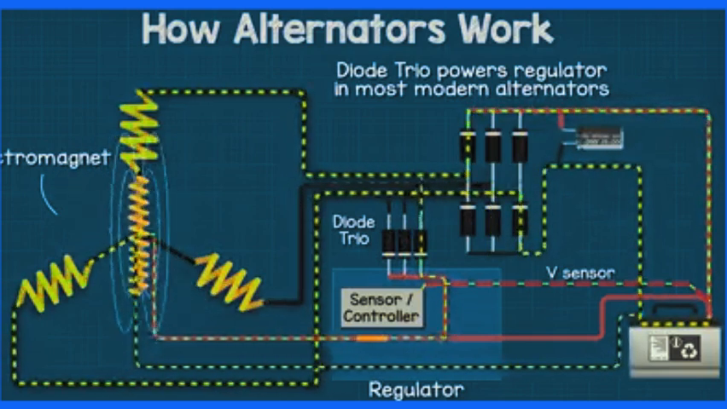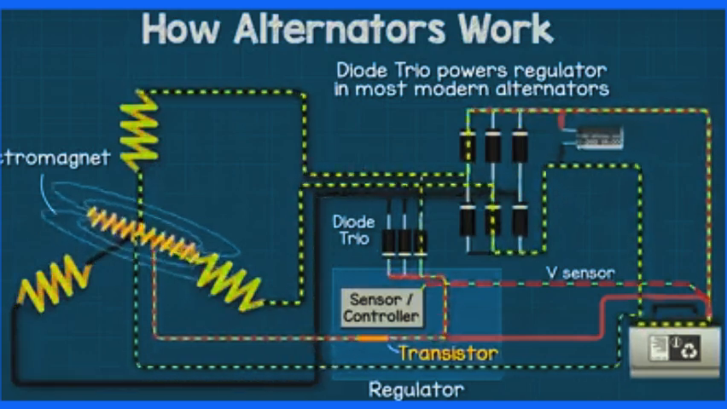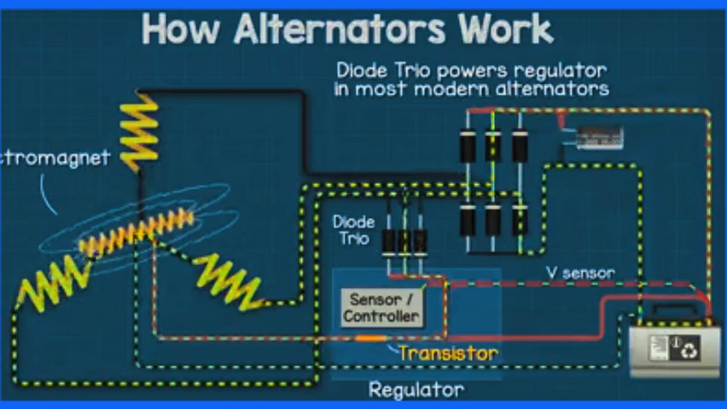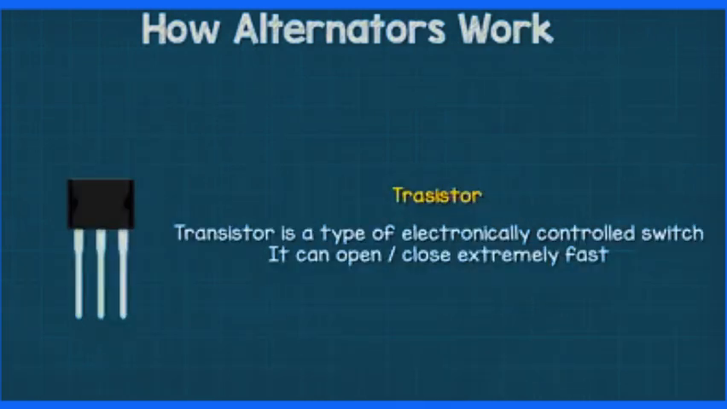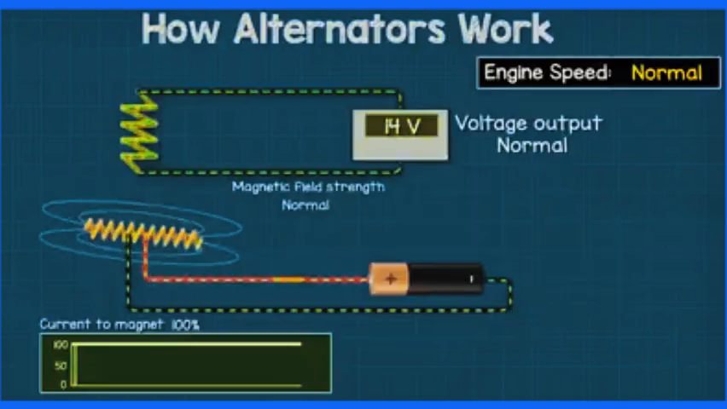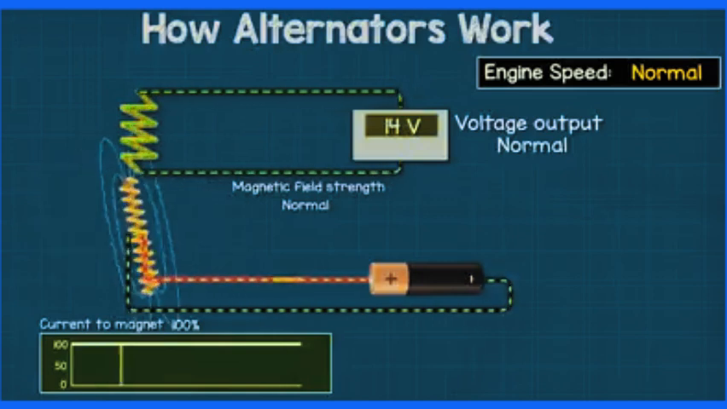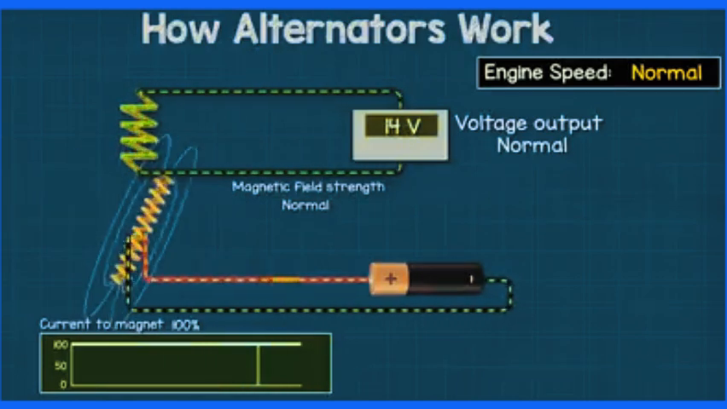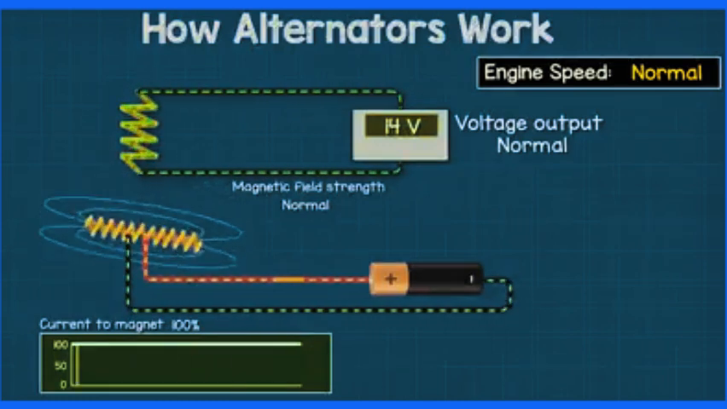On the power supply of the electromagnet within the regulator, we find a component known as a transistor. The voltage sensor is also connected to the regulator. The transistor is a type of electronic switch, which can be turned on and off thousands of times per second by a controller. This can be used to control the amount of current flowing. If we imagine that the current flowing through the coil from the battery is at its maximum level for a given period of time, then we get 100% current and the electromagnet is at 100% of its strength.